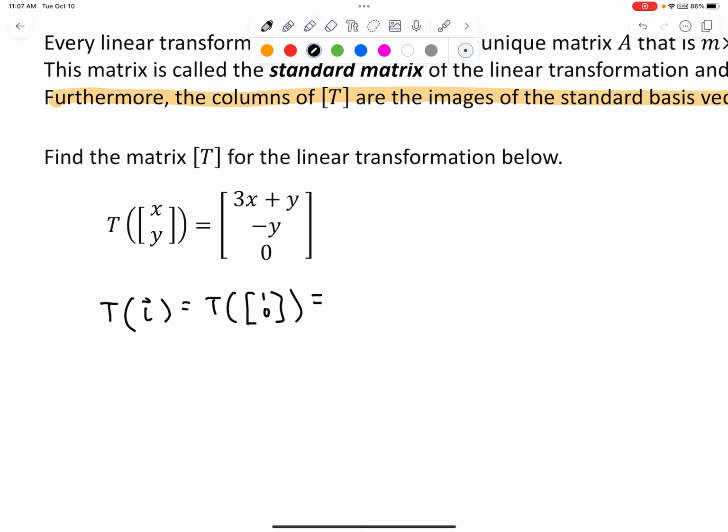X is 1, y is 0, and the output vector will be, x is 1, y is 0, so we get 3. X is 1, y is 0, so we get 0, and then the bottom one is always 0. So here's the image of vector i. Now let's look at the image of vector j.